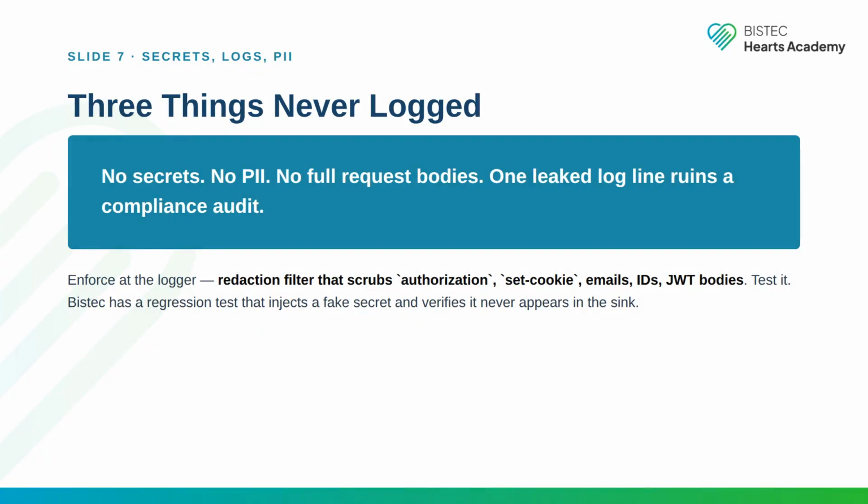No secrets. No personally identifiable information. No full request bodies. One leaked log line ruins a compliance audit. Enforce at the logger with a redaction filter that scrubs authorization headers, set cookie, emails, identifiers, JWT bodies. Test the filter. BISTEC has a regression test that injects a fake secret and verifies it never appears in the log sync.